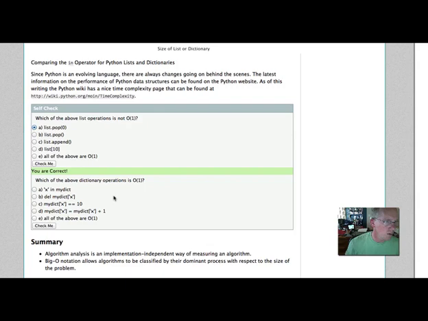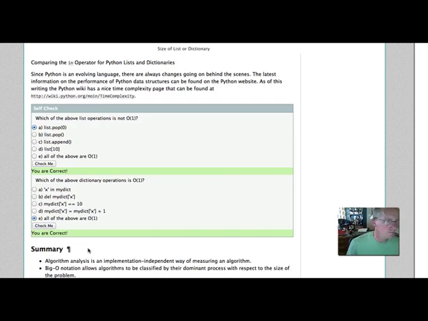Now the answer to the second one, which of the dictionary operations is big O(1)? I guess they're not above, they're actually below, so I should probably change that question. Which of the dictionary operations is order 1? And the options are X is in my dict, deleting from the dictionary, looking up something in the dictionary, or updating something in the dictionary, or all of the above are order 1. And the answer here is E, all of the above are order 1.